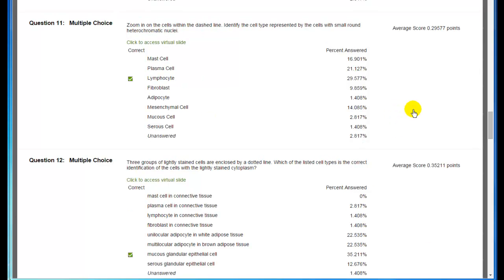The next question is number 11. You're supposed to zoom in on cells within a dashed line in the virtual slide specimen, and the correct answer would be lymphocytes. But many thought it was either a mast cell, plasma cell, or 14% of the class thought it was a mesenchymal cell, and almost everybody chose one incorrect answer except for the 29% that chose the correct answer, lymphocytes. So here's the specimen.